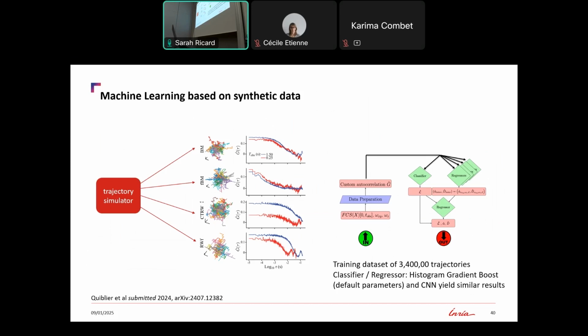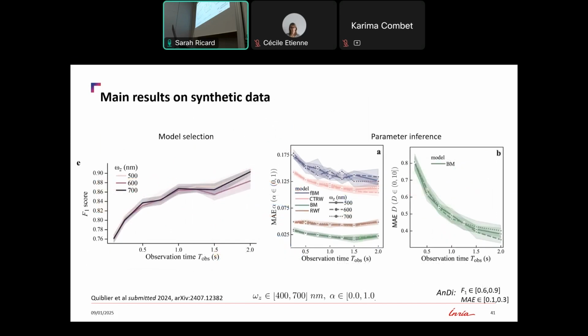We did it also with deep learning, with convolutional neural networks, but in fact it was not better. So we published the version with histogram gradient boosting. And this is the result that we have. Here we can have very short trajectories. We don't care because we are not limited by the length of the trajectory.